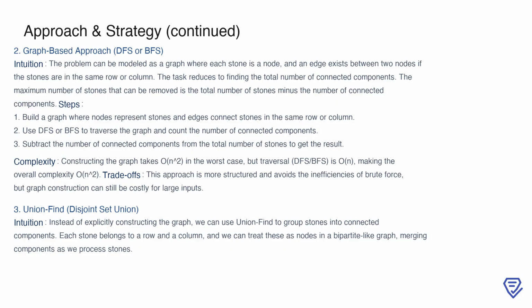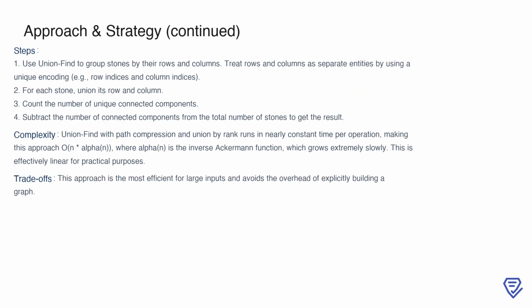Specifically, building the graph has a complexity of O(n²) in the worst case, though the traversal is more efficient at O(n). It's a step forward in structure and clarity, but for very large inputs, the graph construction overhead could still be a bottleneck.